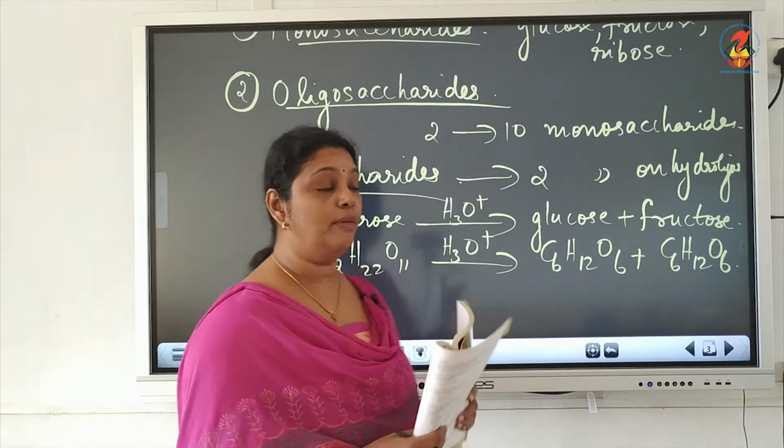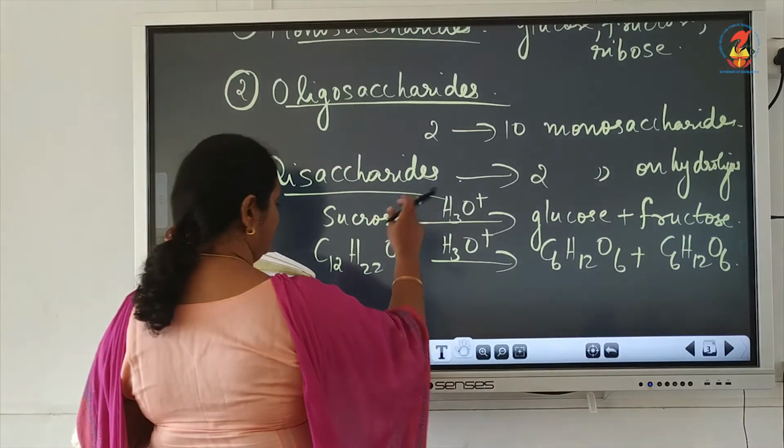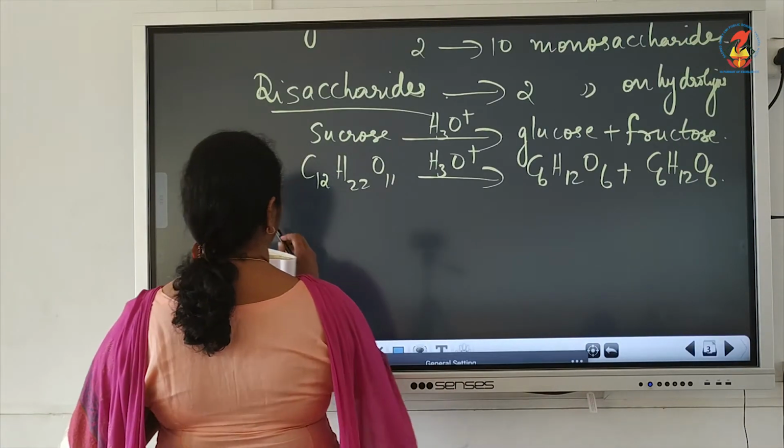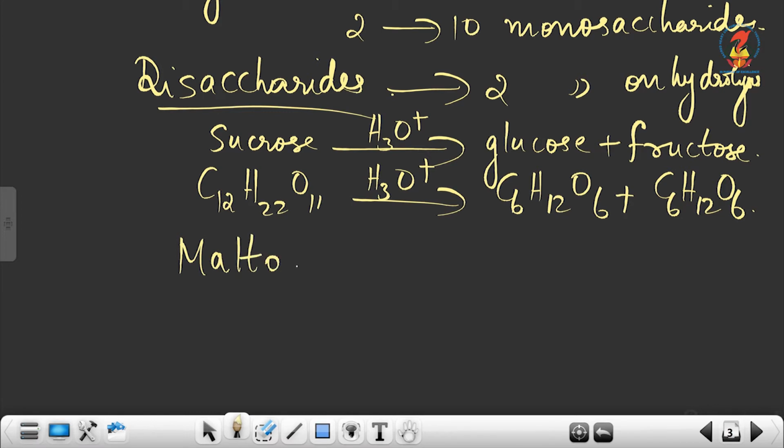Now, another example for a disaccharide is maltose. Second example is maltose. Maltose on hydrolysis, we get 2 molecules of glucose.